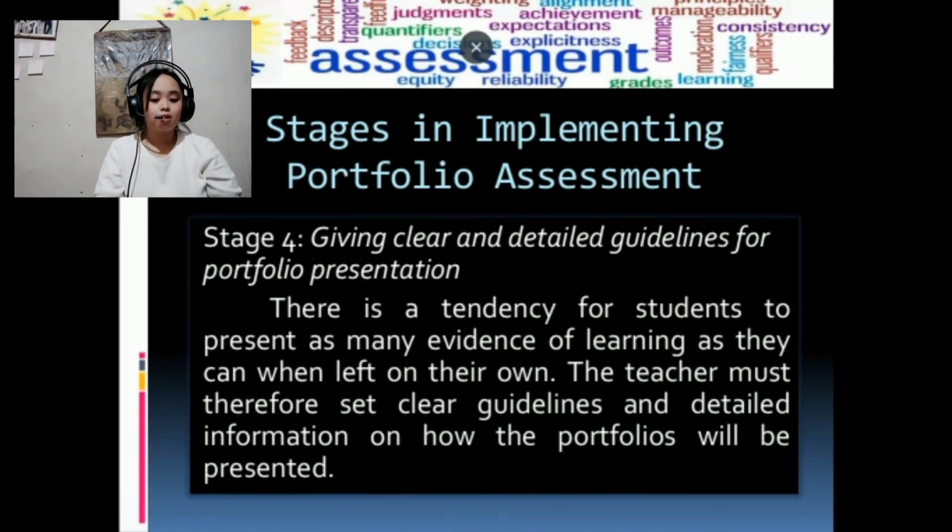So stage 4 is giving clear and detailed guidelines for portfolio presentation. Setting guidelines will serve as a limitation to the students in presenting evidence, because there is a tendency that students can present as much evidence as they can, especially when the teacher leaves them on their own. Therefore, setting guidelines can avoid those situations.